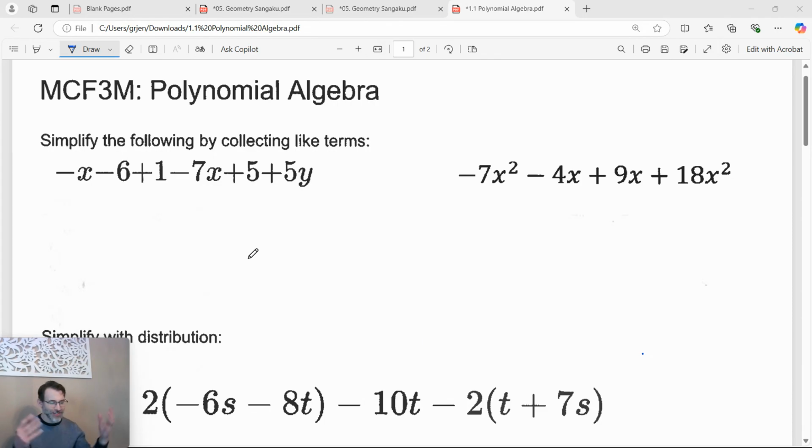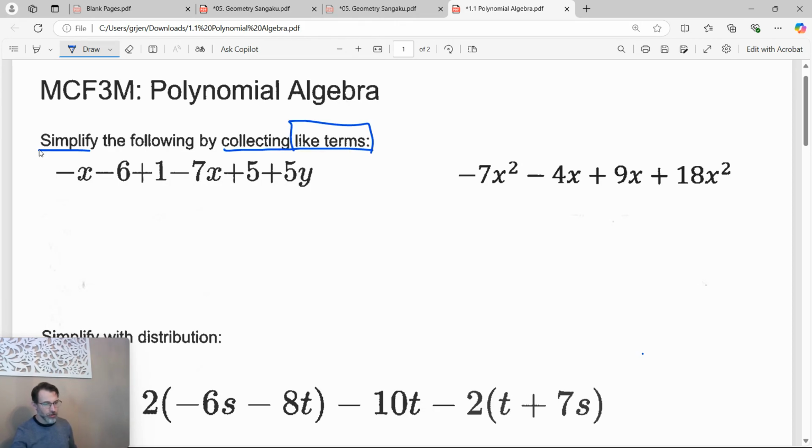All right, so these are foundational algebra skills that we want to have at a high level and at an automatic level, so that we can answer questions quickly, efficiently and accurately. So the first thing that we've been asked to do is simplify. We're not solving for anything, we're just tidying up by collecting like terms.